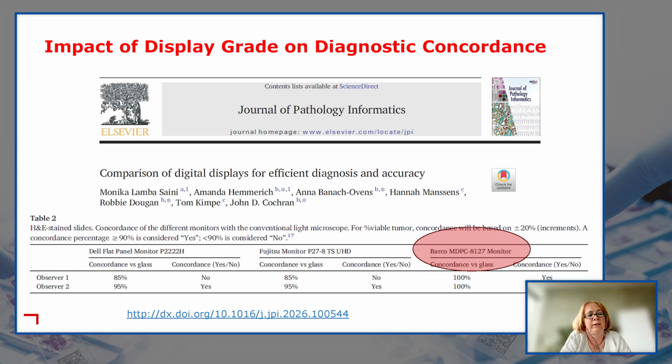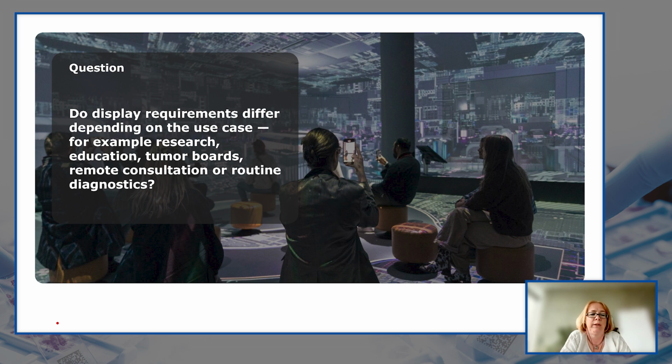You told us that there are different requirements depending on the use cases. So what do you think? What should labs ask themselves before selecting a display for digital pathology?